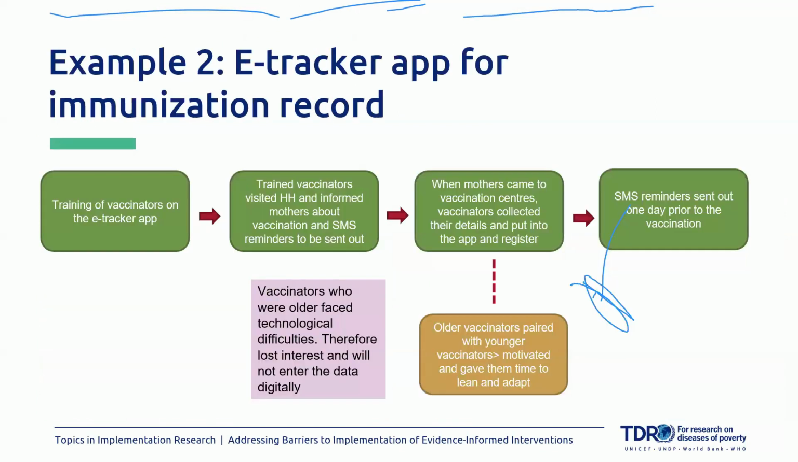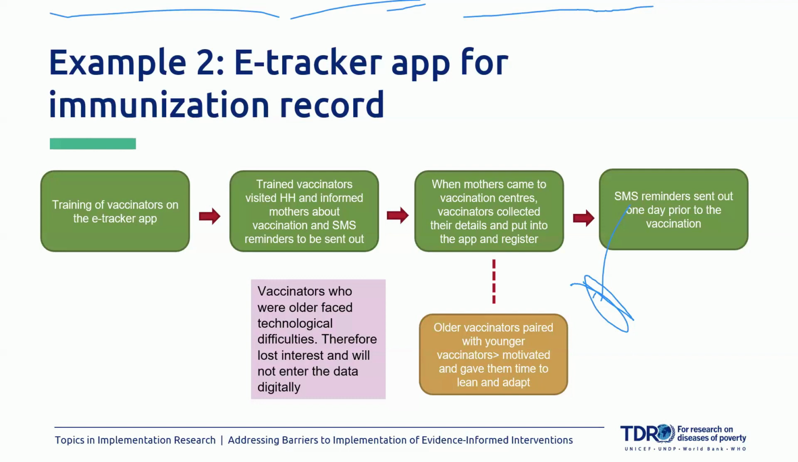Another example is from our center, although I was not part of this team, it's a research that was done from our center as well. It was the e-tracker app. Through this implementation research, what happened was that the government wanted to introduce an app where all the immunization records would be entered digitally by the vaccinators. And then there would be an SMS reminder, which would automatically send out an SMS to the family saying that tomorrow is immunization day for your child, please come and take the vaccine.